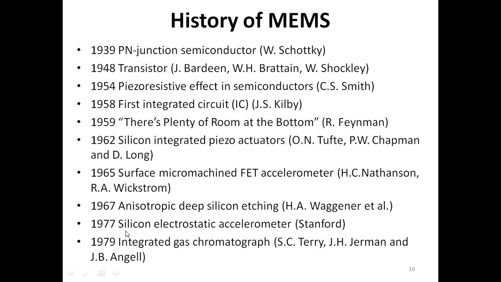1977, the silicon electrostatic accelerometer was developed by Stanford. 1979, the integrated gas chromatograph was invented by Terry, Germain, and Angell. So if you look at the history of how we moved towards MEMS, around the 1960s we started working on microfabrication and microelectromechanical systems.